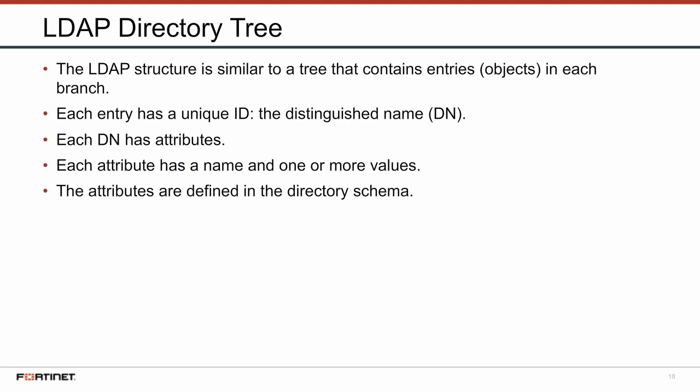Generally, two types of objects make up most entries, containers and leafs. Containers are objects that include other objects, similar to a folder in a file system. Example containers include country, represented as C, organizational unit, represented as OU, and organization, represented as O. Leafs are objects at the end of a branch and have no subordinate objects. Example leafs include user ID, represented as UID, and common name, represented as CN.